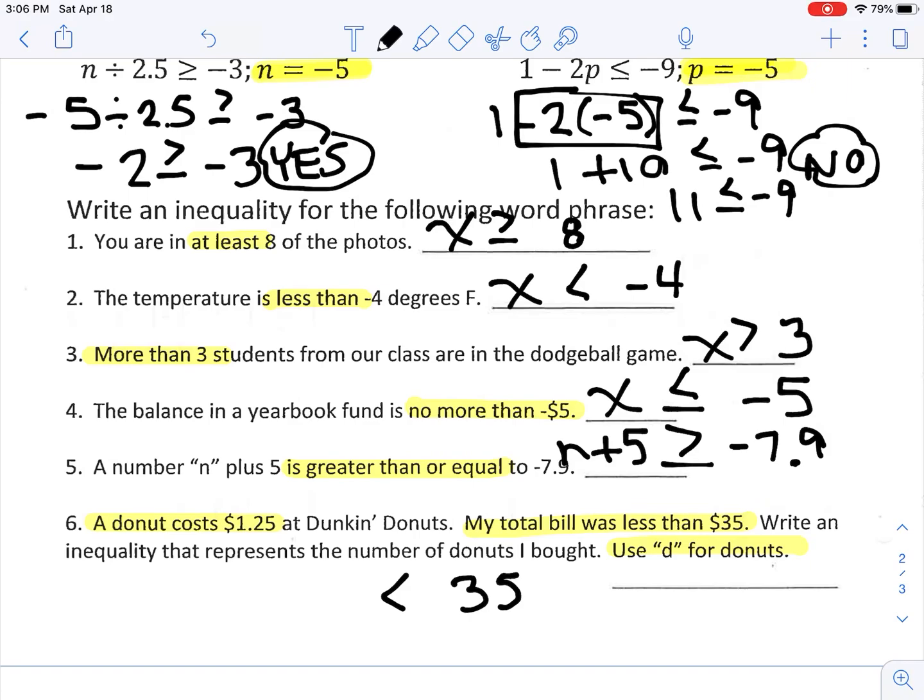So how many donuts could I purchase at $1.25 each and spend less than $35? So we would multiply the cost of a donut times the unknown number of donuts that I'm going to purchase. So that would be your inequality. $1.25 times the number of donuts is less than $35.